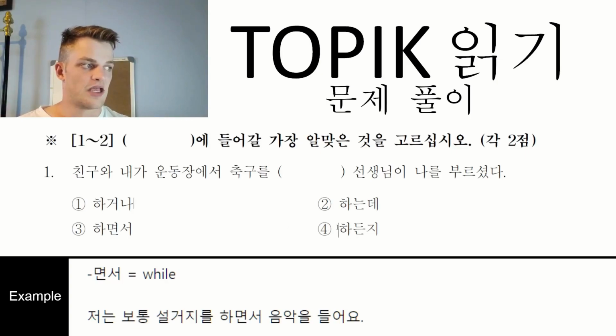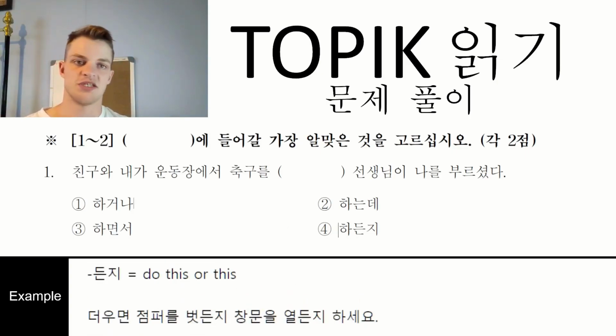And finally, we have 하든지. Now we also saw this before. Usually it's a command telling you to do something. So another good example, very similar to the previous one, was 더우면 점퍼를 벗든지 창문을 열든지 하세요. This means if you're hot, take off your jumper or open the window. It means do one of those two things. Either do this or do this.